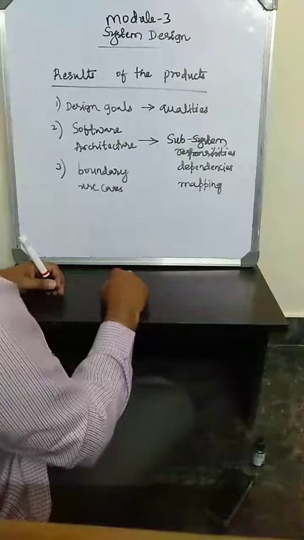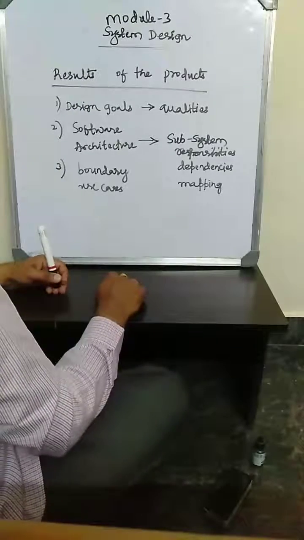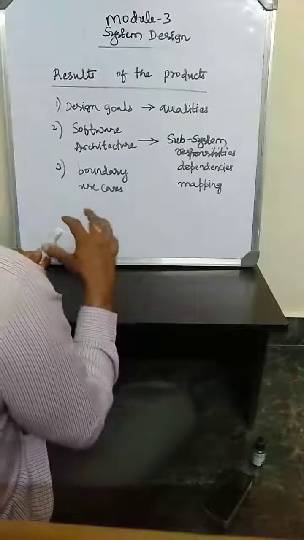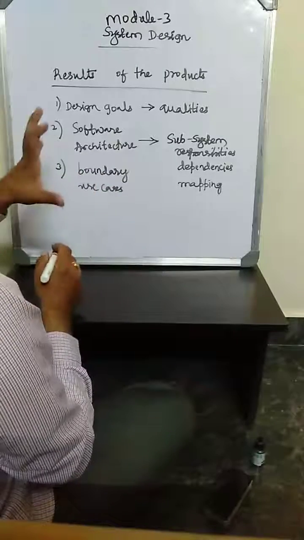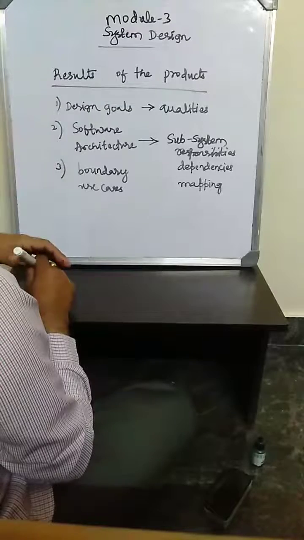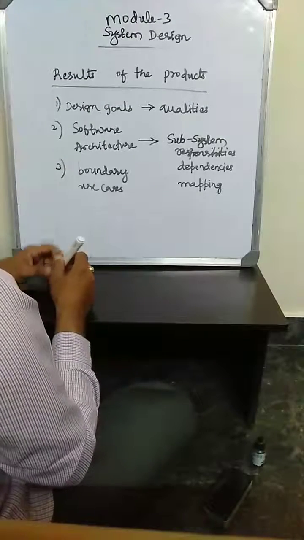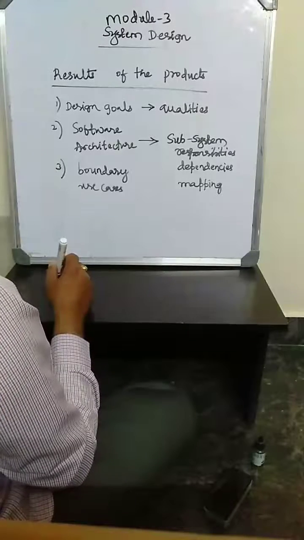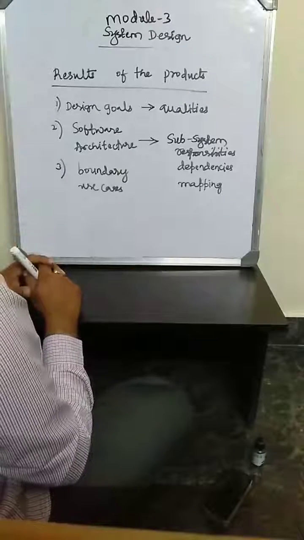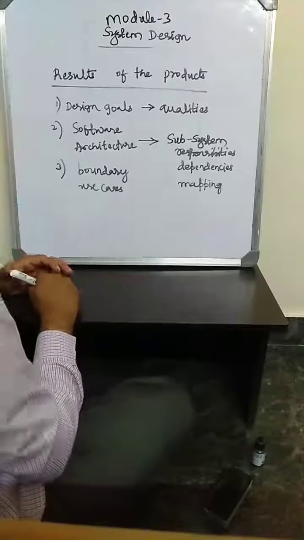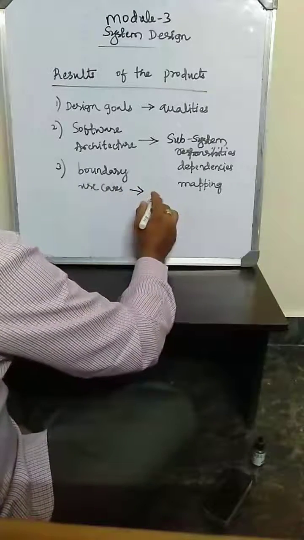Mapping here means one kind of interaction, or how exactly the behavior of the system works. To study the behavior of the system, we need to map it. So that is why we need the second product, the second result, which we call the software architecture. Third one, we have the boundary use cases. They describe the system configuration.